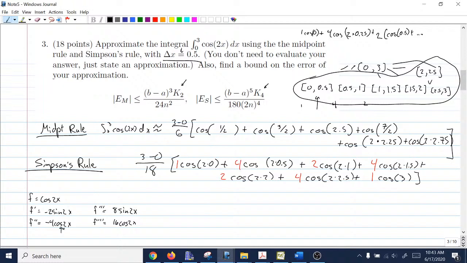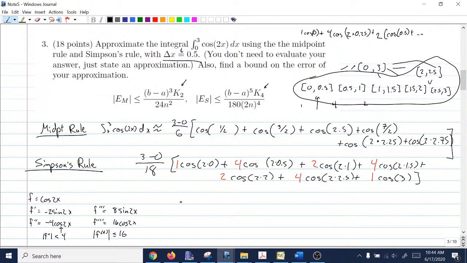How big does the second derivative get? Never bigger than 4. Because cosine never gets bigger than 1, and the absolute value of negative 4 is 4. How big does the fourth derivative get? Never bigger than 16. Because cosine stays smaller than 1. Cool.